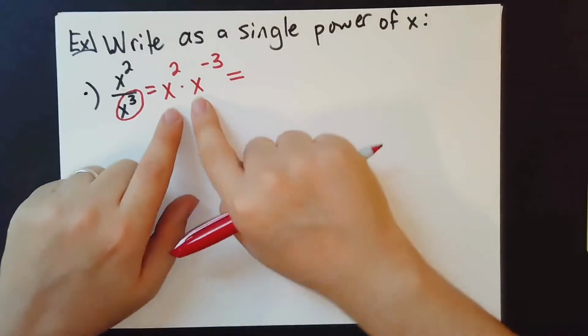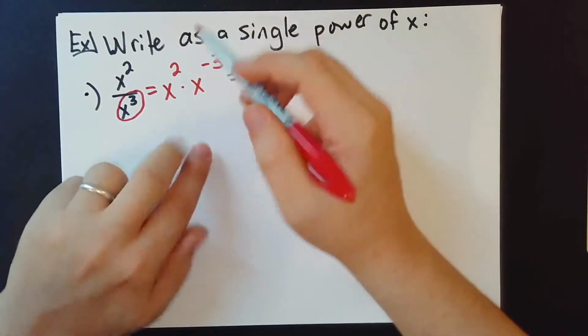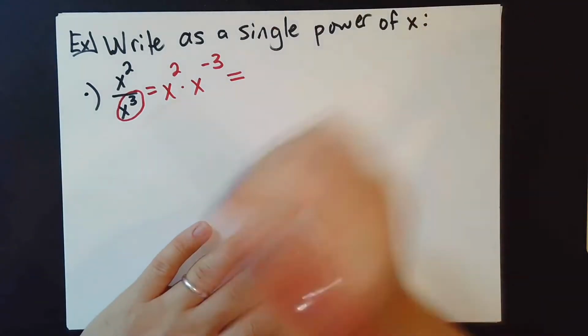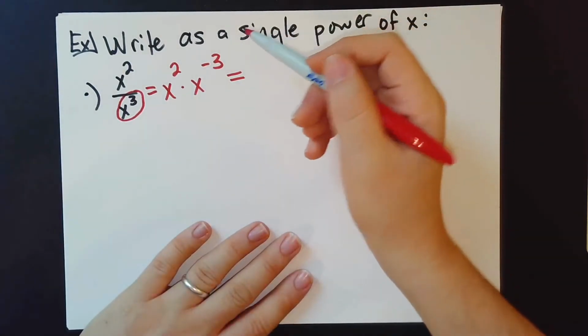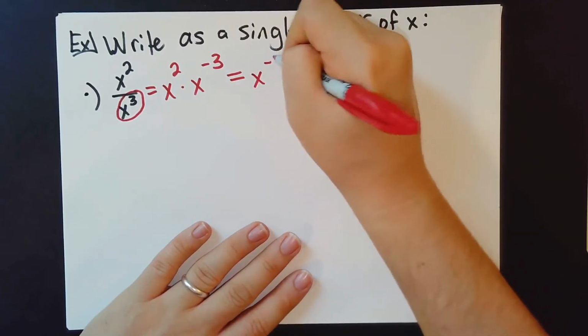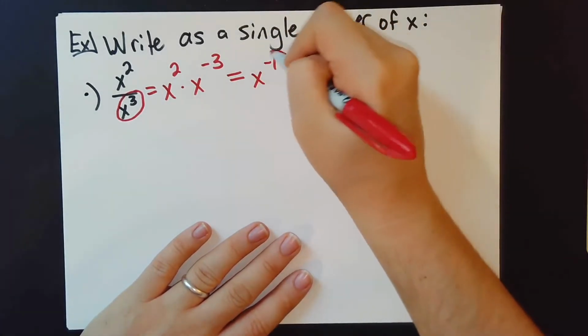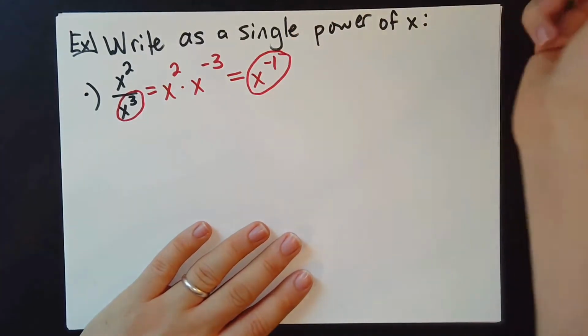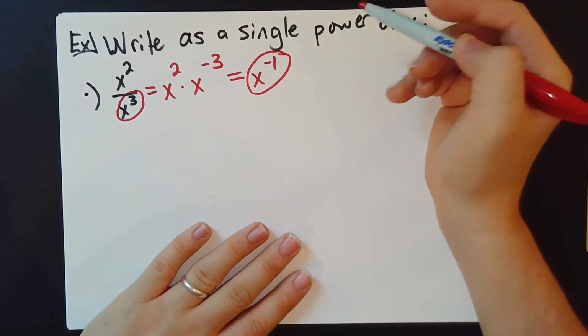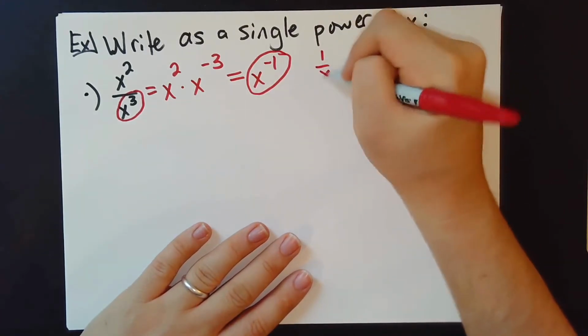But the nice thing about this product is that this is a product of numbers with like bases. And so the first rule we went over in the last video was that in this instance we add the powers. So this is an x to the minus 1. And so I said in the directions single power of x, so I'm going to write it as x to the minus 1. But remember, that would be the same thing as 1 over x.